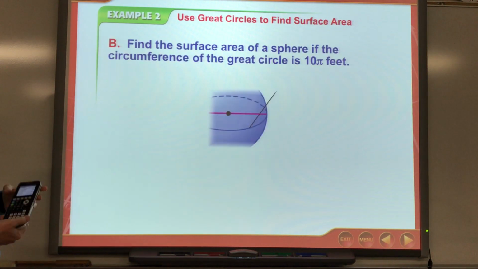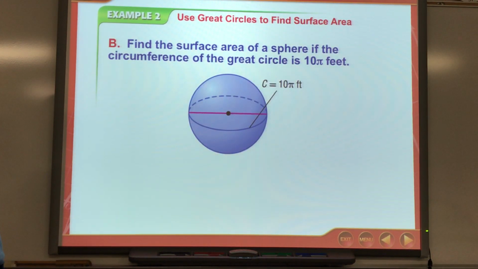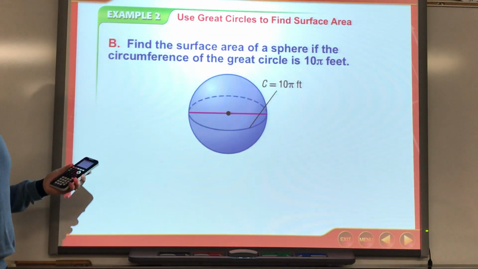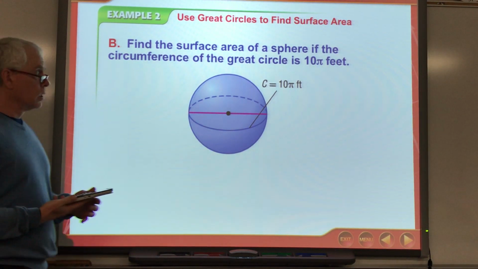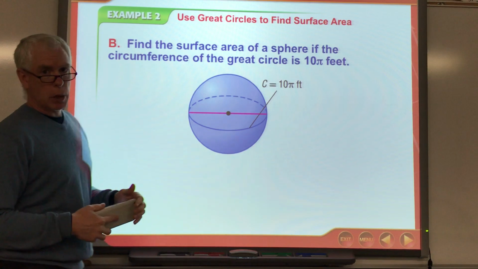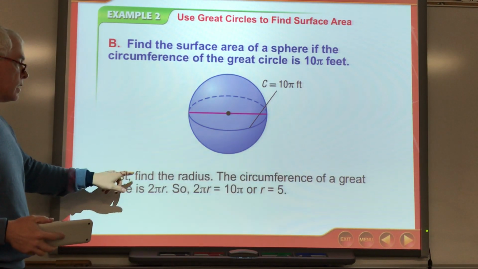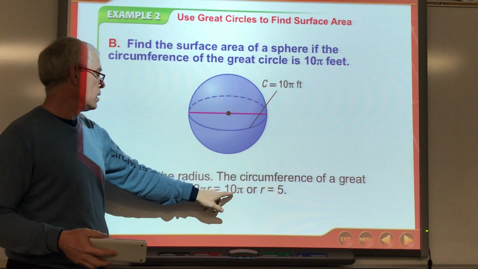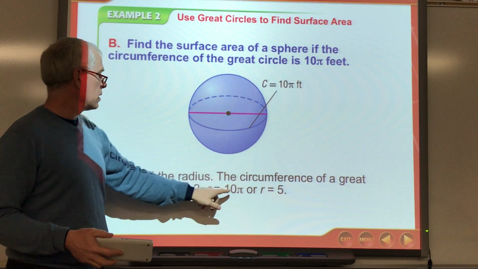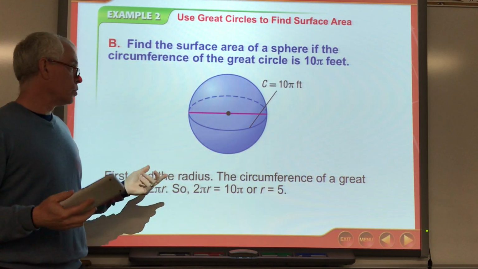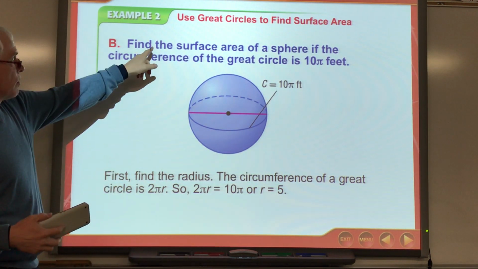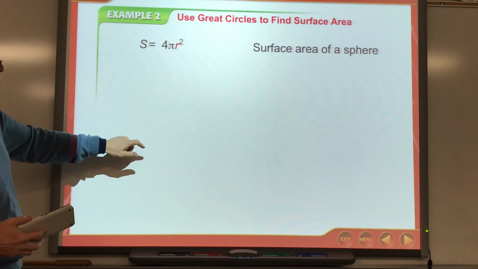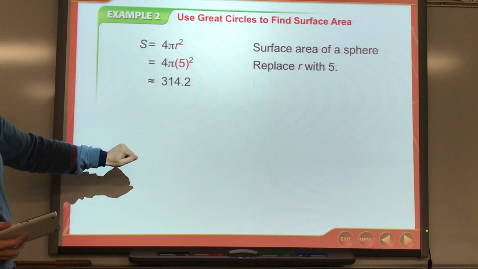Okay, so find the surface area of a sphere if the circumference of the great circle is 10 pi feet. Again, if we're looking at a great circle, the diameter of a great circle and the diameter of the sphere are the same. So remember how to find circumference, pi times diameter. So we can find the diameter here. So pi times diameter, 10 pi equals pi d. So diameter is 10, which means our radius is 5. Well, now that I know the radius, find the surface area. Our formula is 4 pi r squared. We're going to put a 5 in, and there we go.